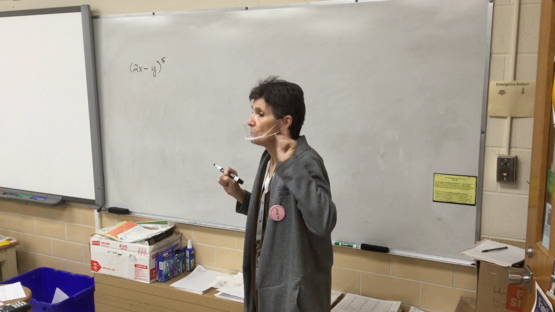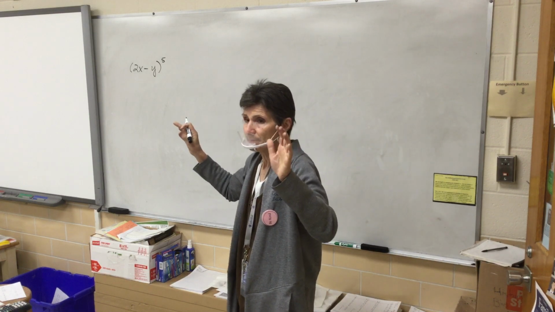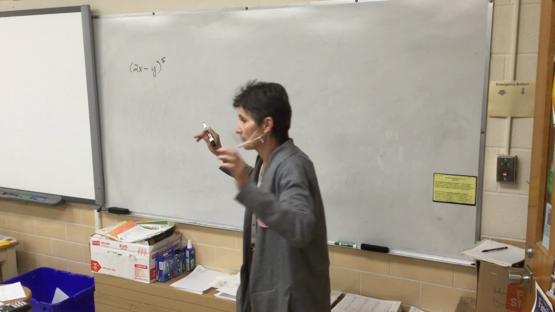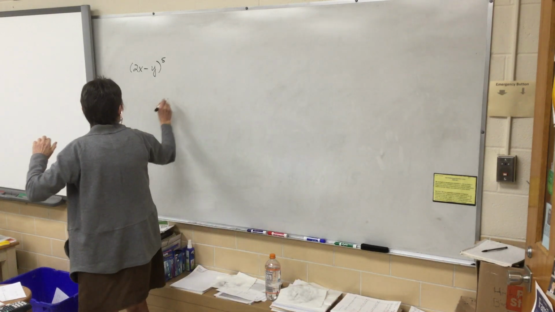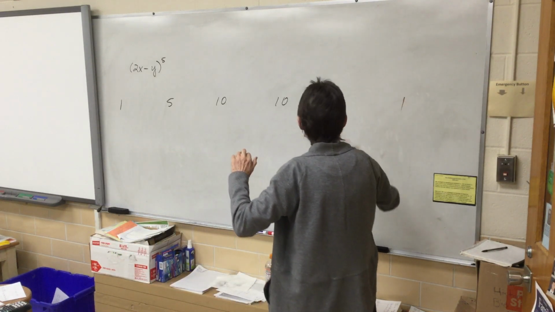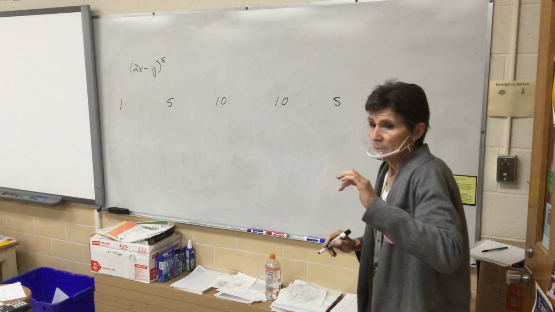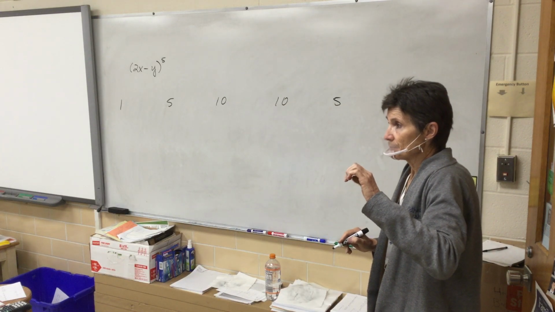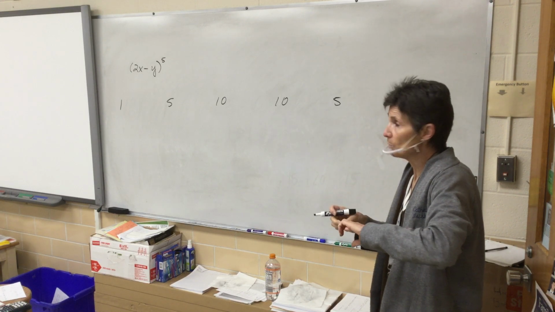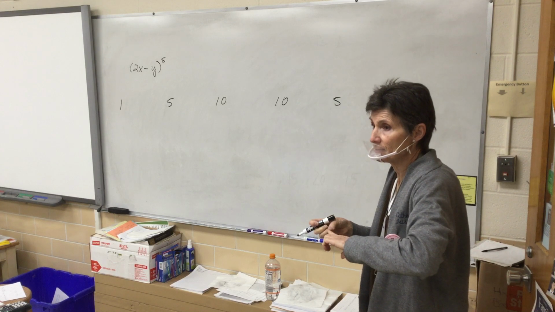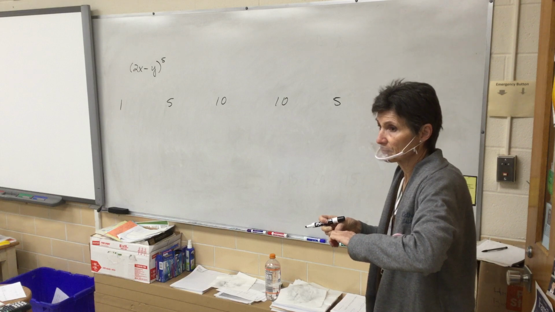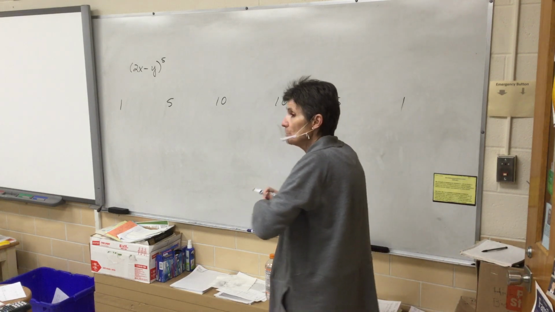All right, so who started? Has anyone started? How did you start? Did 1, 5, 10, 10, 5, 1? This is the 5th row of the triangle. Would everybody agree? Did you write down that triangle? So you know the 5th row, we went to the 5th row because it's 5th power. Right? Okay.